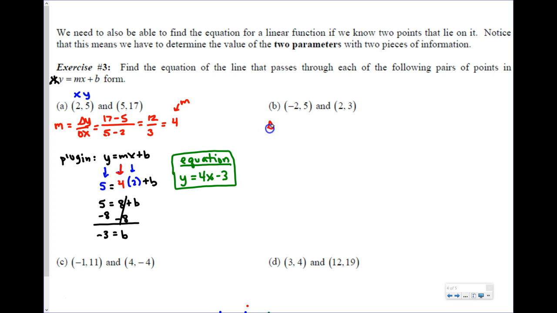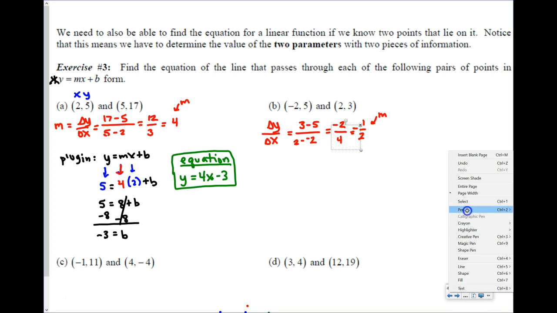So the first thing I need to do is find m, change in y over change in x. So my x's are 5 and 3. So I get 3 minus 5. I'm going to always do the back to the front, and then 2 minus negative 2. Please watch your signs. Please, please, please. 3 minus 5 is negative 2. 2 minus negative 2 becomes 2 plus 2, which would give me 4. So my slope here is negative 1/2. So there's my m.